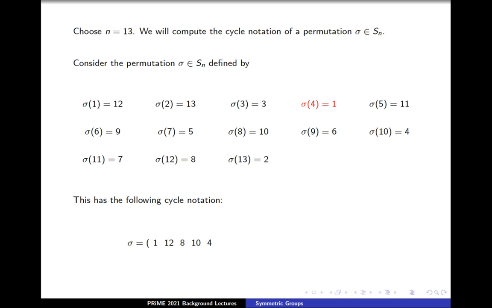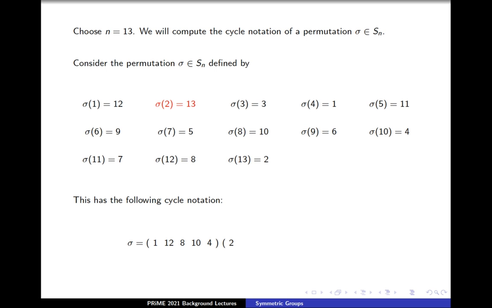Now we look at sigma of 4. This is equal to 1, so we will end the cycle and prepare to start the next cycle. Okay, so for the next cycle, we take the smallest number that has not yet appeared in a cycle. In this case, we take 2.